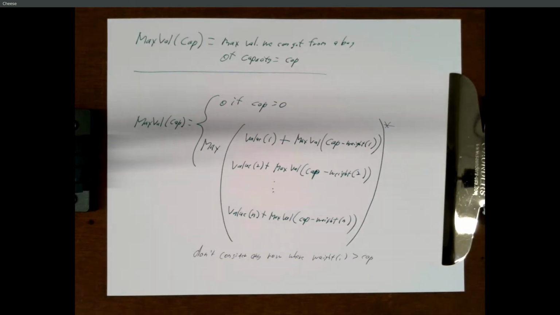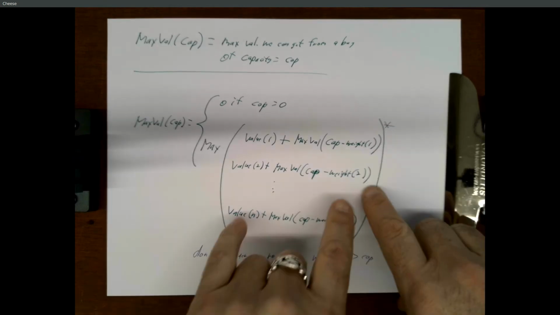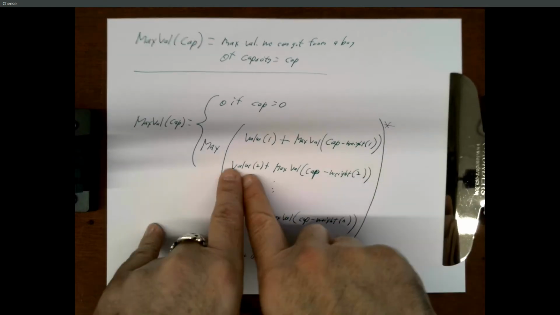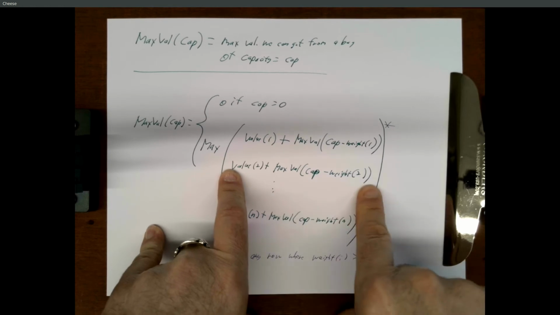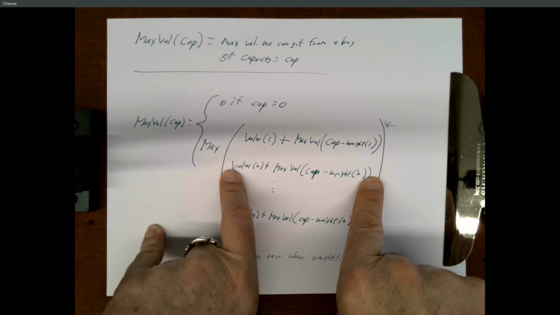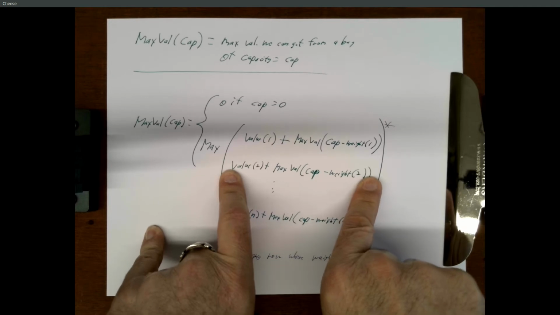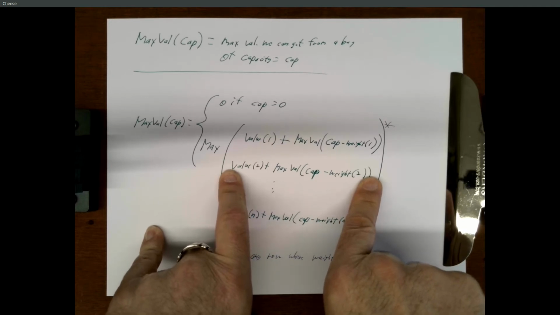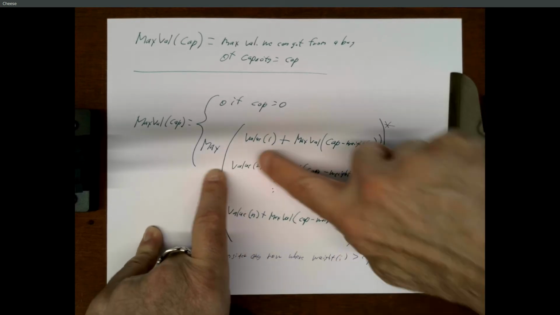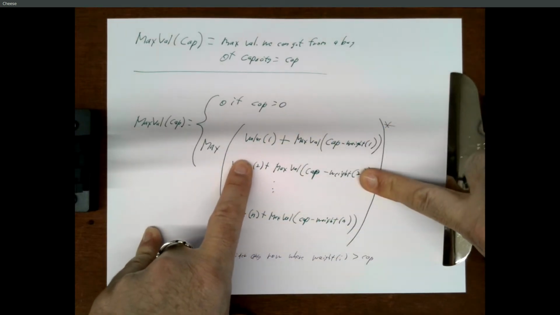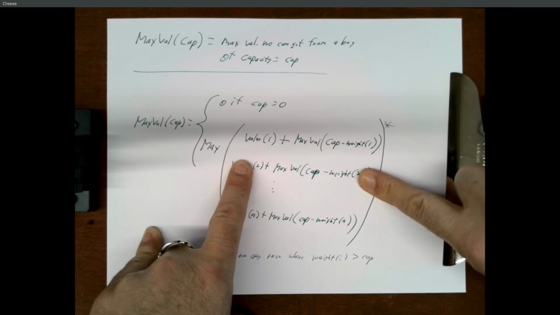In other words, if my capacity is down to 5 pounds and item 2 weighs 10 pounds, I can't say the value of item 2 plus the max val of capacity minus 5. That's meaningless. Because if my capacity is 5 and my item weighs 10 pounds, I cannot put that item in my bag. So I'm not allowed to consider this value in calculating my maximum.